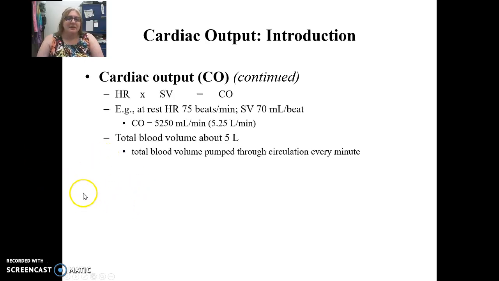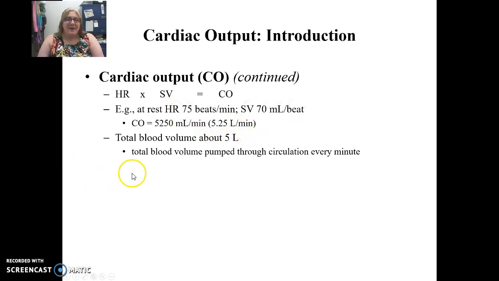So we can determine the cardiac output by taking the heart rate times the stroke volume. So typical heart rate here, 75 beats per minute, and typical stroke volume, 70 milliliters per beat. So we take 75 times 70, we get 5,250 milliliters of blood per minute. And that leads us to 5.25 liters of blood per minute that leave our heart.